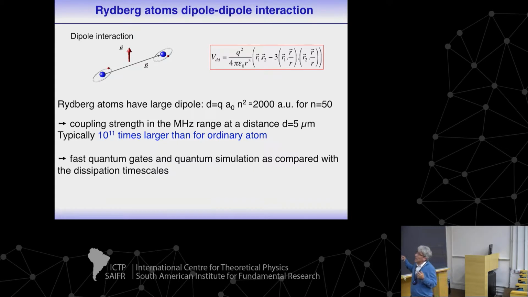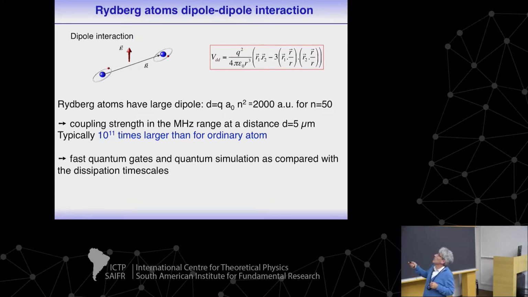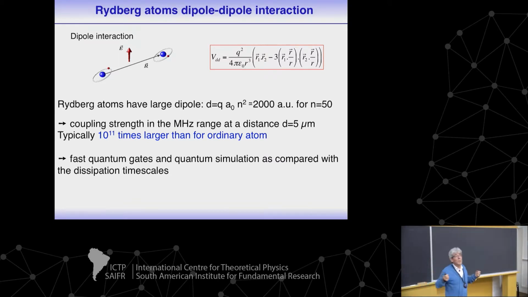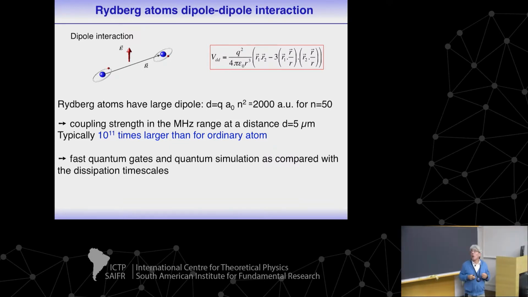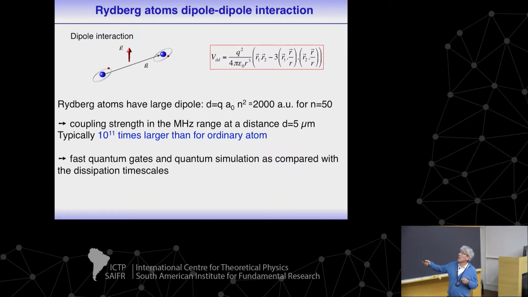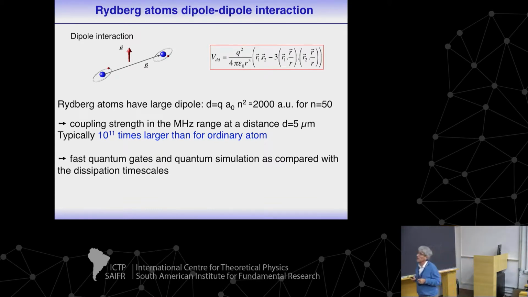Then for such a large distance, typically the strength of the dipole-dipole interaction between two Rydberg atoms is like 10 to the 11 times larger than for ordinary atoms. So dipole-dipole coupling between two rubidium atoms in the ground state is very, very weak as compared to the Rydberg atom. 10 to the 11 times larger means that if you put one Rydberg excitation on an atom, and you look at the exchange of this excitation between two atoms, it's very fast. It can be as fast as several megahertz. So the time scale will be microseconds for the evolution of such a quantum simulator.